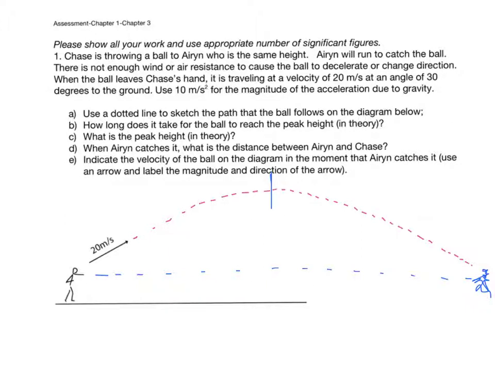So we've got a couple of questions to answer. First is the dotted line to sketch the path, and there we've got that here. The ball kind of looks like this, and this is supposed to be a parabola, even though I didn't do a great job of drawing it.